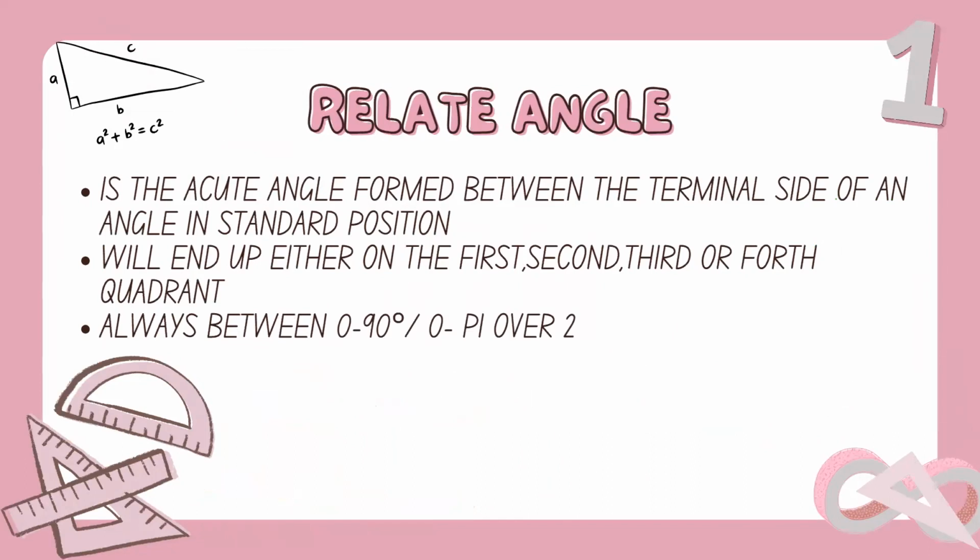Related angle is the acute angle formed between the terminal side of an angle in standard position and the x-axis. It will end up in the first, second, third, or fourth quadrant, and it will always be between 0 and 90 degrees, or 0 to pi over 2. Okay, I'm done. Next slide.